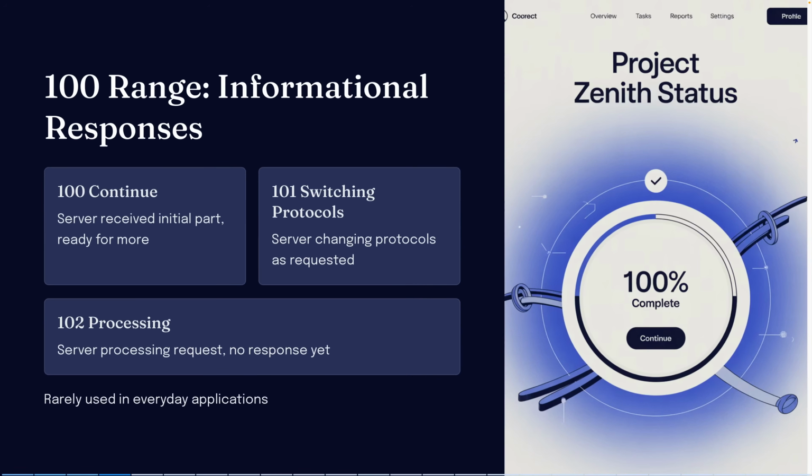So the first one is the 100 range, from 100 to 199. The 100 range is for informational responses. These tell the client that the server received the request and it is processing it. For example, 100 Continue means the server got the initial part of the request and it is ready for more. Only a few codes like 100, 101, 102 are defined here, and they are rarely used in everyday apps. So 100 means continue, 101 means switching protocols, the server changing protocols as requested, and 102 means the server is processing the request, no response yet.